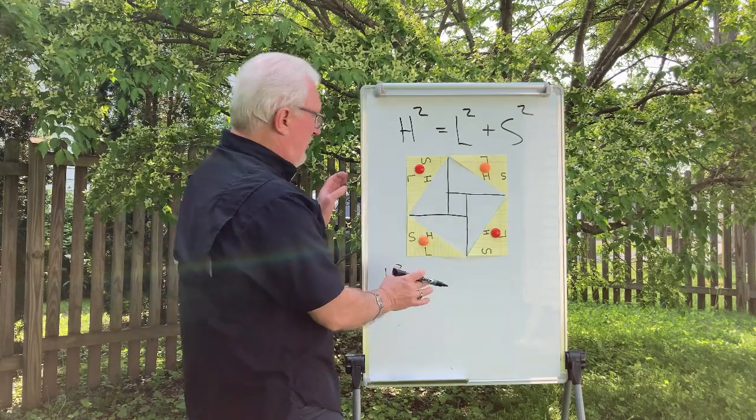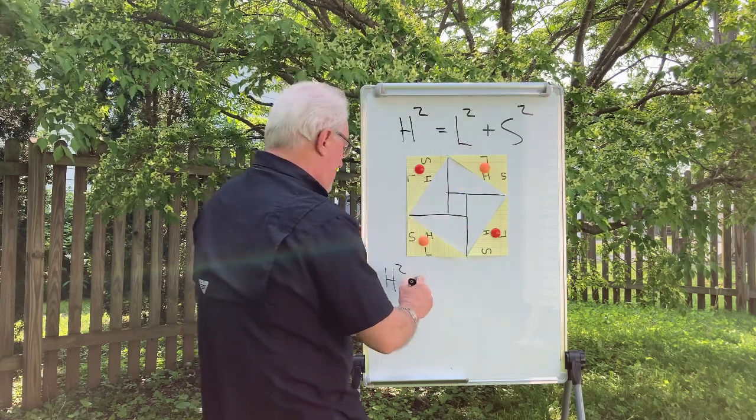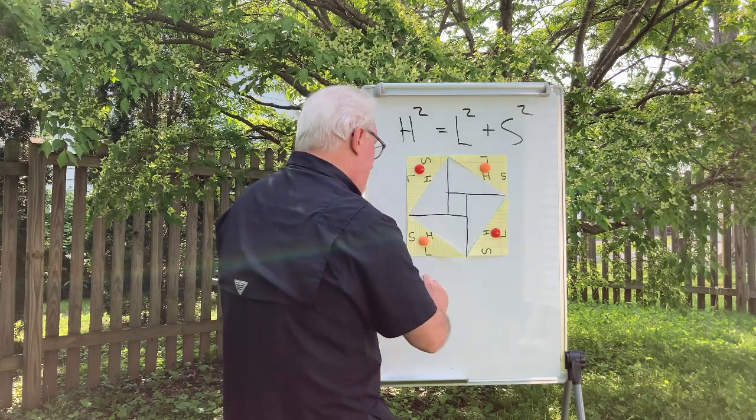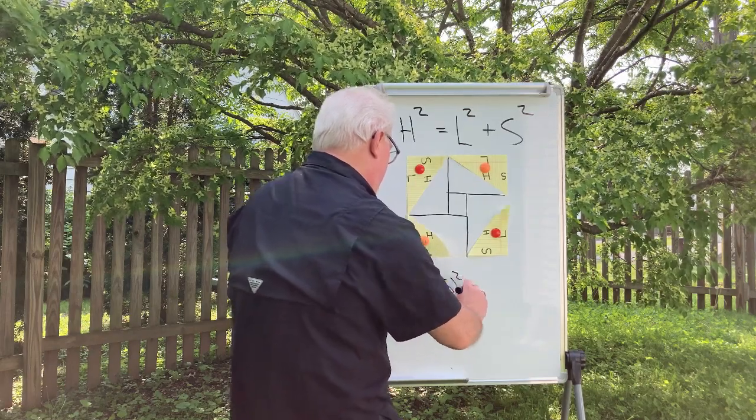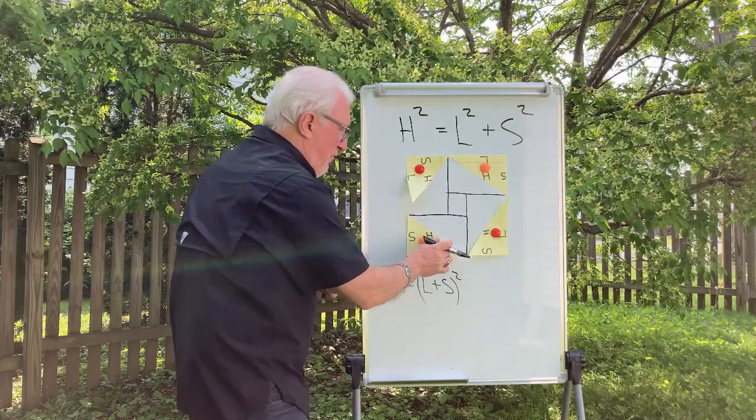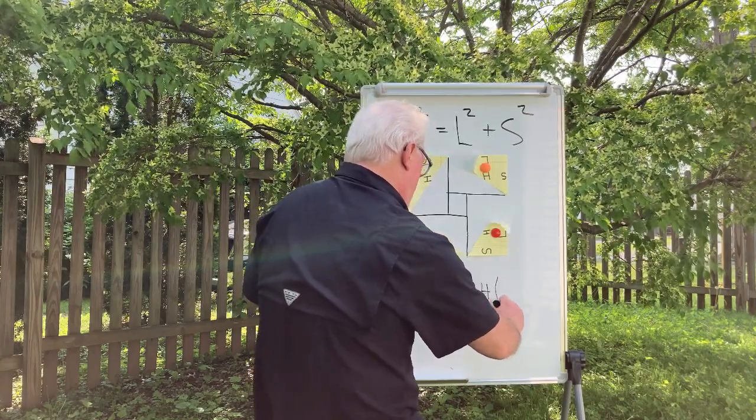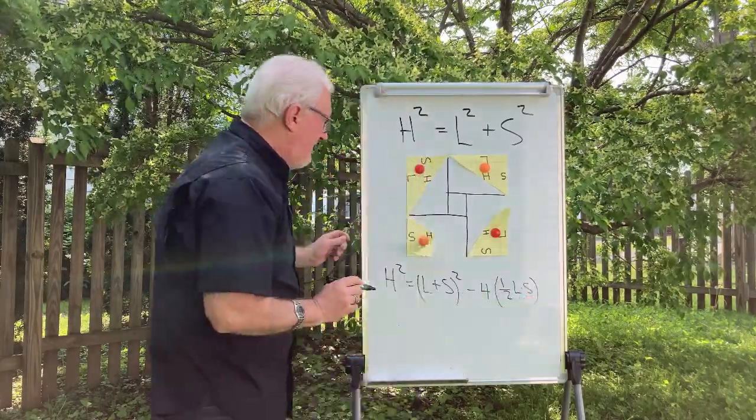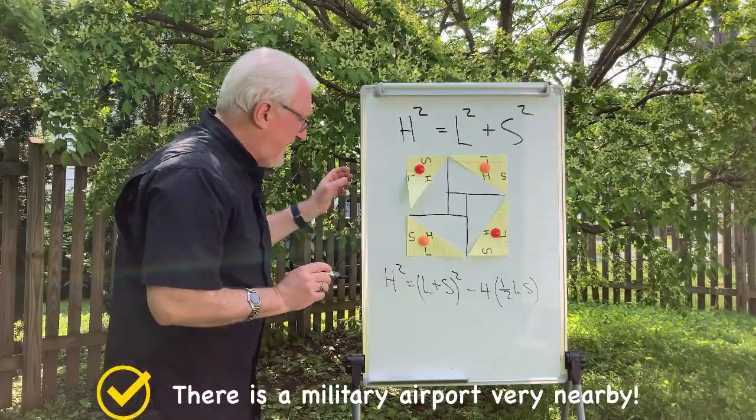Well, let's start by expressing h squared as the large square of side length L plus S. So let's see, that would be a square whose area is L plus S quantity squared, and we're going to subtract off the areas of the four congruent triangles. So we'll subtract off 4 copies of 1/2 L times S, 1/2 base times height, right? So in that way we form the area of the square of side length h.